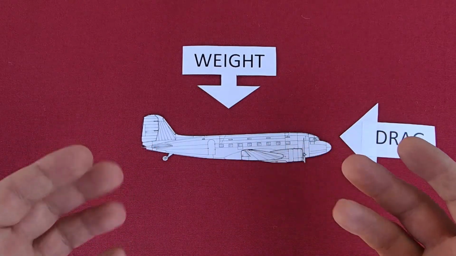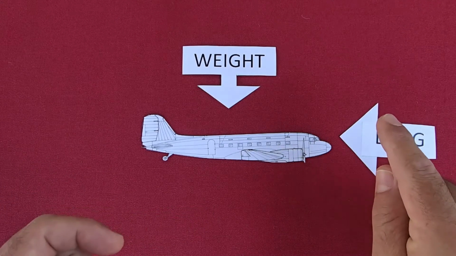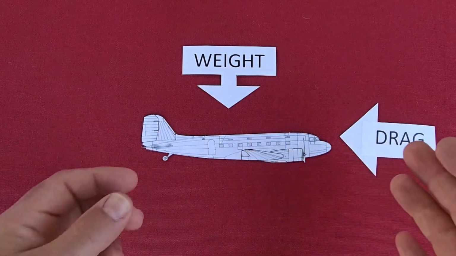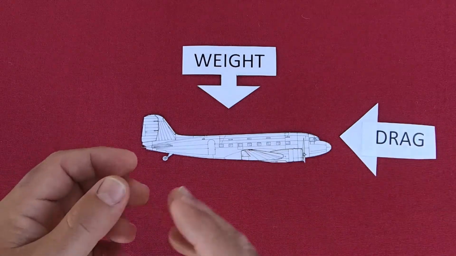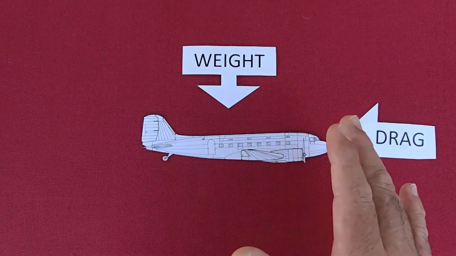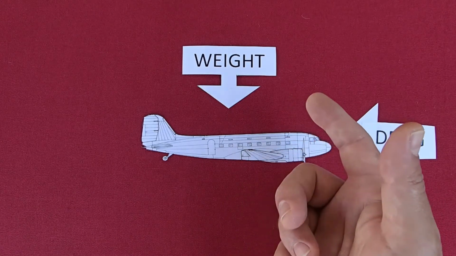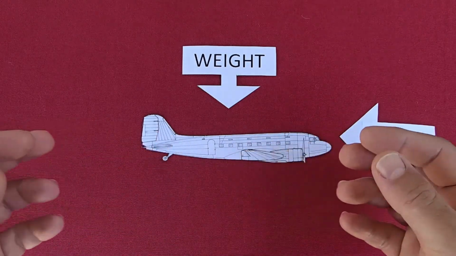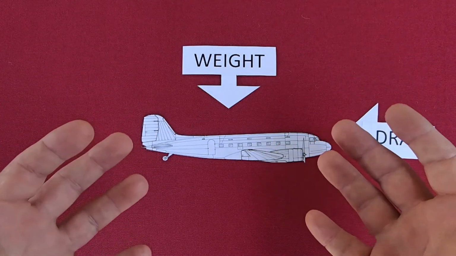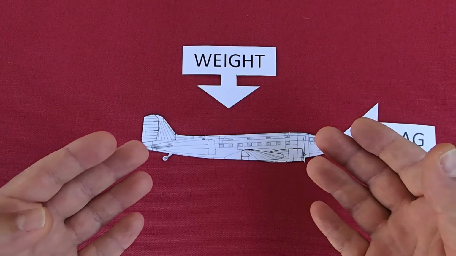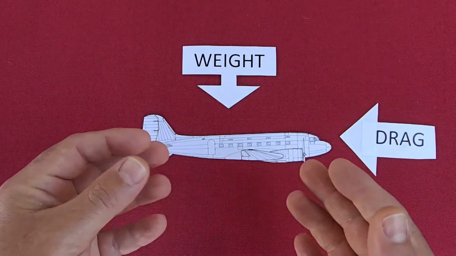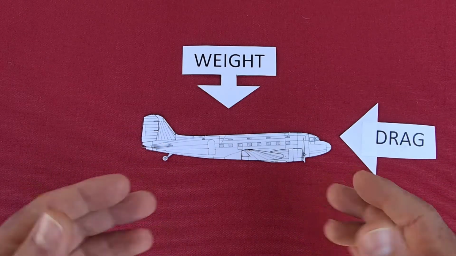There's several things that affect drag. Drag is the sum of all the friction, all the resistance to motion that the air is providing against the airplane. It's affected by several things. One is the shape of the airplane. You can have a very sleek aerodynamic jet fighter, or you can have a brick. You can have a flying box. The shape of the airplane will affect how much friction the air is creating against the airplane.